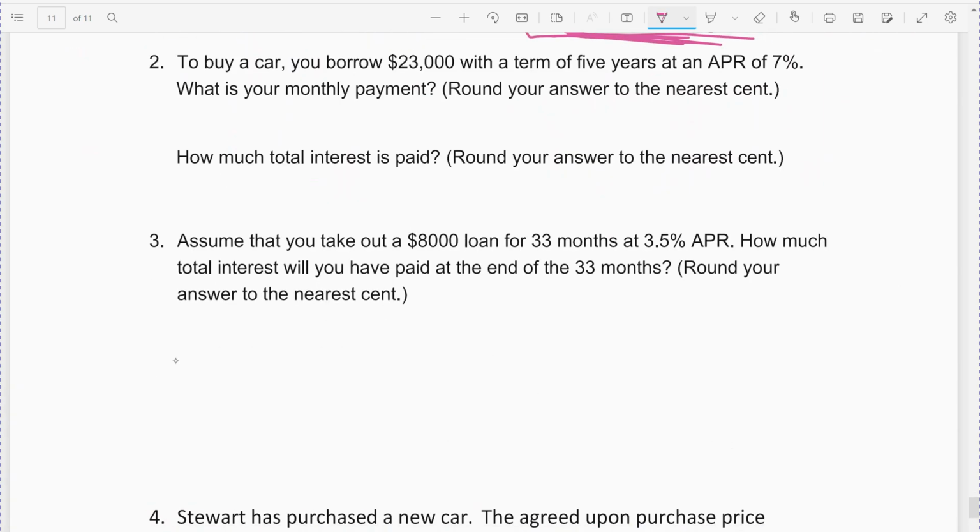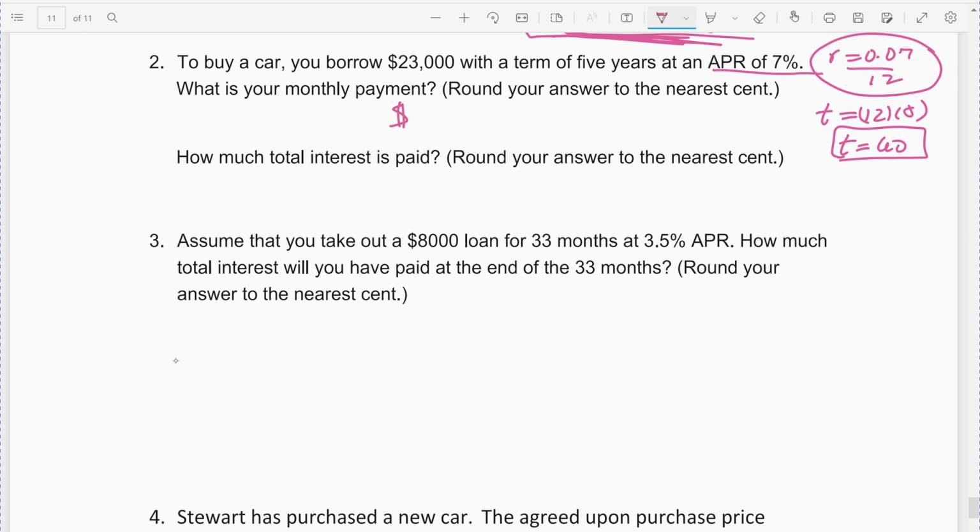All right, to buy a car, you plan to borrow $23,000. You get an APR of 7%. What's your monthly payment? Round to the nearest cent. So again, APR, if you're using the formula, your R is 0.07 divided by 12. Leave it exact. T is 12 times 5, so you end up making 60 monthly payments. And so again, your monthly payment, fill it out on the calculator. Make sure you practice this. I'm just giving you the answers because I want you to practice it. See if you get the same answers that I get.